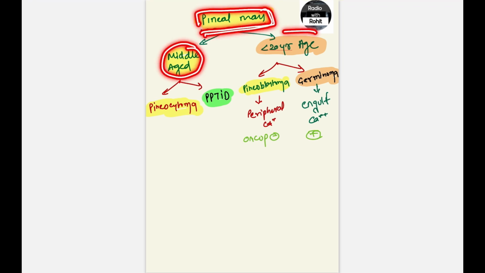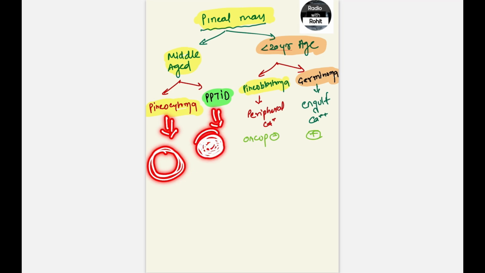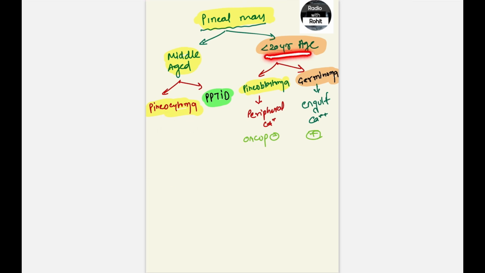So the conclusion of the story: if there is a pineal mass, consider the age, middle age or less than 20 years. If a middle-aged person comes with a pineal mass, only two differentials are there: either pineocytoma or PPTID. Pineocytoma will have peripheral calcification, while PPTID will engulf or have central calcification. If the patient is less than 20 years, then we have pineoblastoma or germinoma. Pineoblastoma shows peripheral calcification and no oncoprotein will be there, while germinoma shows engulfed calcification, and alpha fetoprotein and beta HCG, the oncoproteins, will be positive.